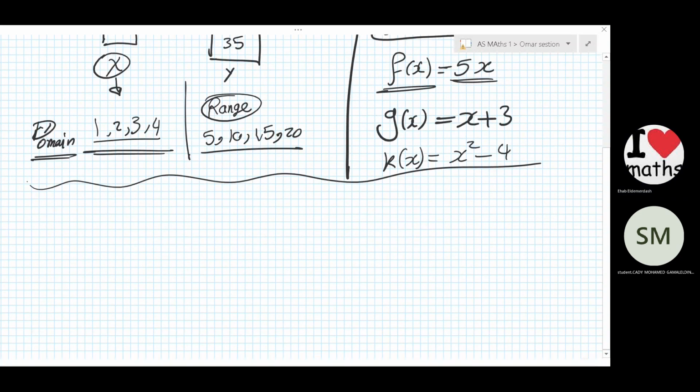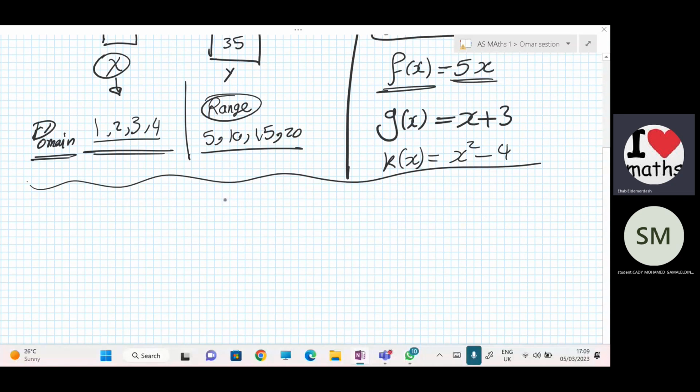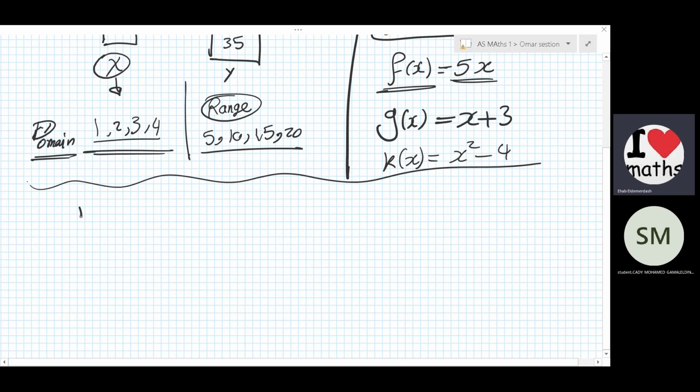Now, what do we need to learn in the function lesson? There are 5 things or 5 words that you should understand. What are these words? Number 1: what is the meaning of the function, what do we mean by the function? The second word that you need to know about is the domain.